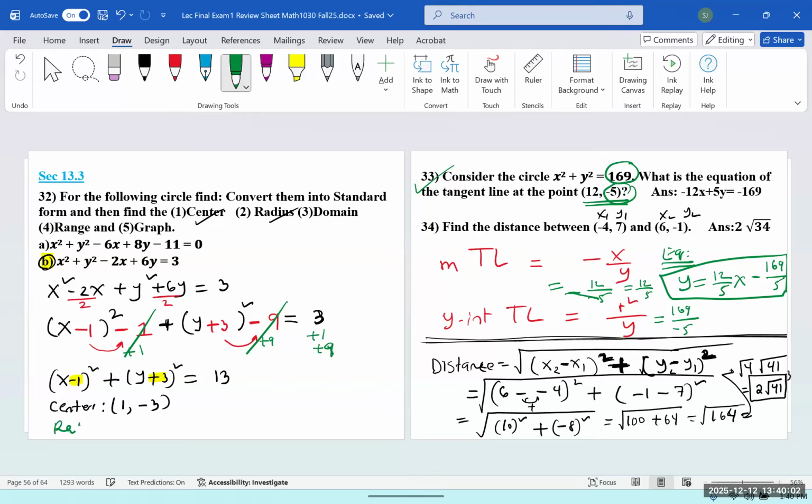And what is our radius? Square root of 13. Even though 13 is not a perfect square, it doesn't matter. We know the radius is the square root of that number. So square root of 13. That's why they're not going to ask for domain or range, because we don't know what is square root of 13.